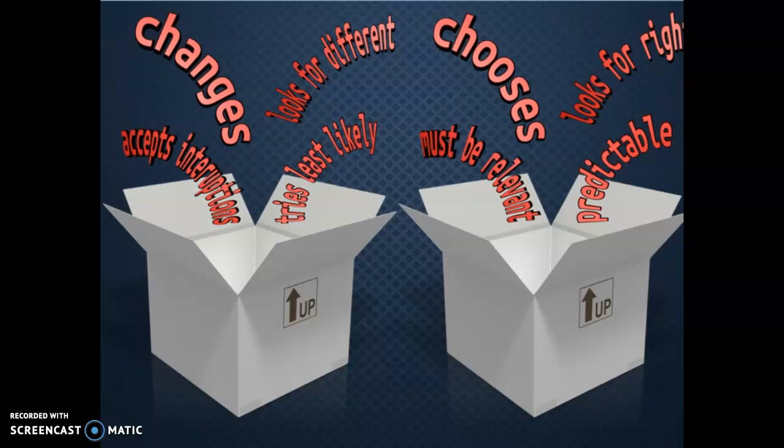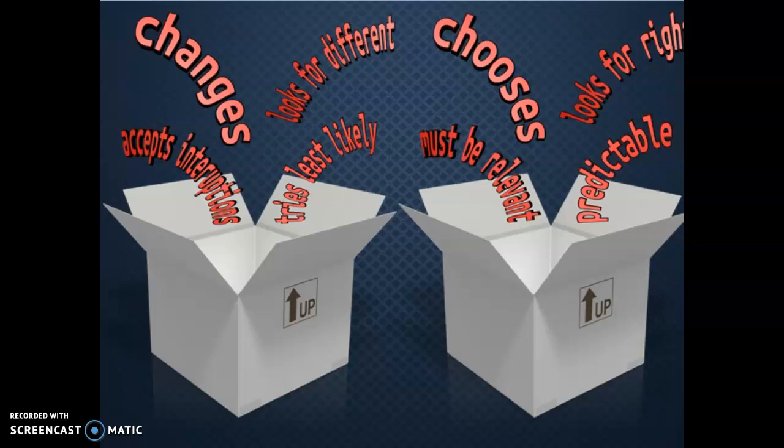Let's look at the box on the right. This type of thinking chooses. It looks for what is right. It concentrates on relevance and it moves in the most likely direction. So in other words, it is predictable. So what do you think this box is? Is it lateral thinking or conventional thinking?